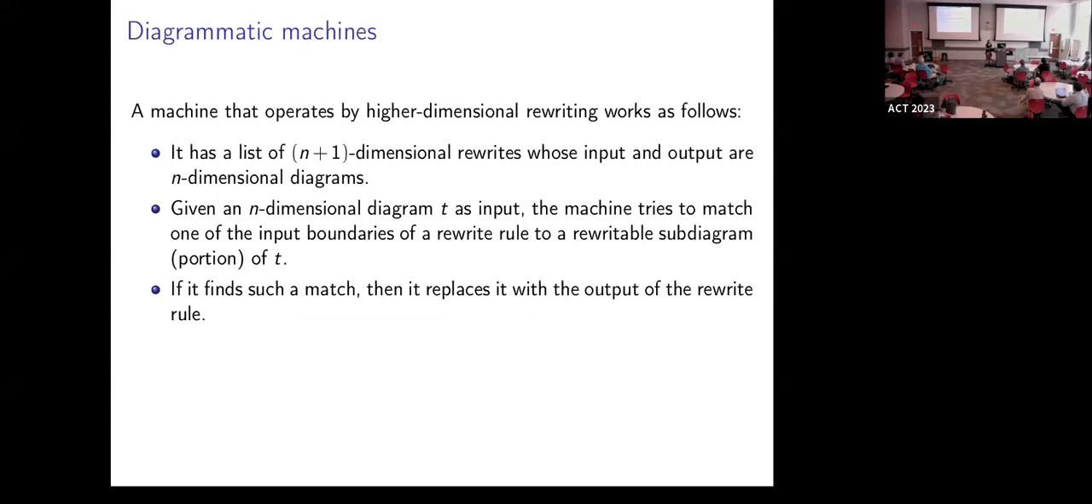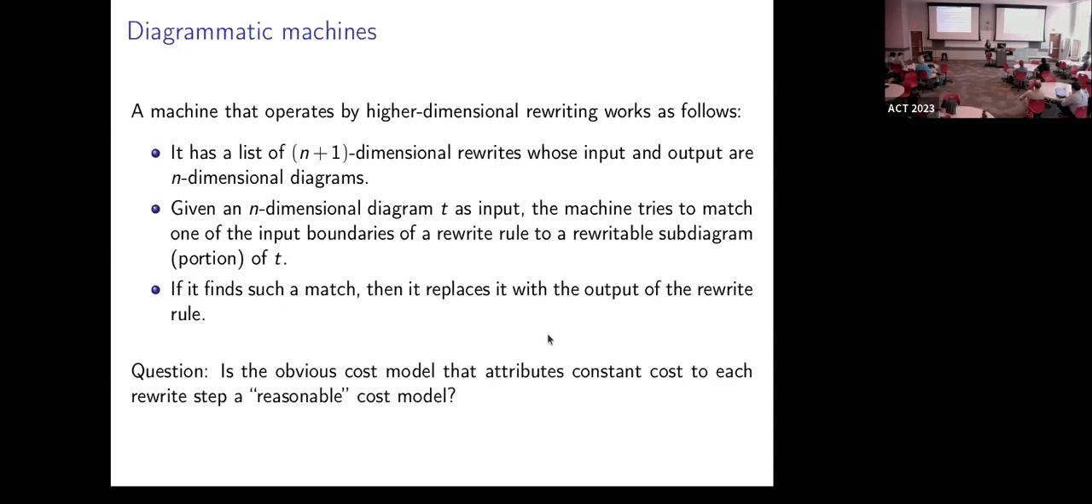And now, given an n-dimensional diagram T as input, the machine tries to match one of the input boundaries of a rewrite rule to a rewritable subdiagram of T. And by rewritable subdiagram here, I mean a portion of T that can be substituted and still produces a well-formed diagram. And once it finds such a match, if it finds such a match, then it replaces it with the output of the rewrite rule.